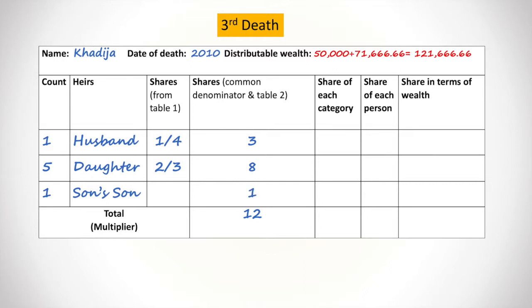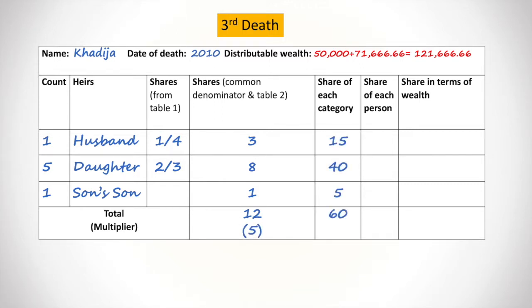The share of each category needs to be calculated. This 8 has to be divided into 5 parts, so we can use 5 as a multiplier for this column, and when we do that we get answers of 15, 45 out of a total of 60 shares. The share of each person, we will divide this 40 into 5 parts. Value of each part will be 8, so each daughter will get 8.